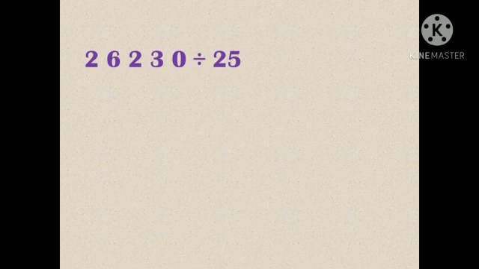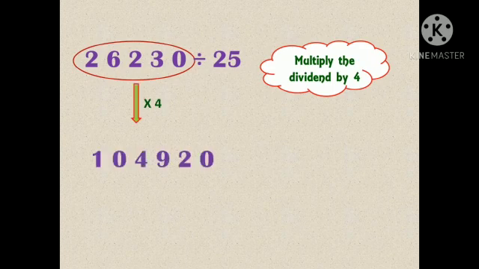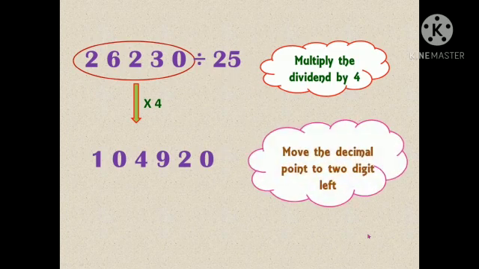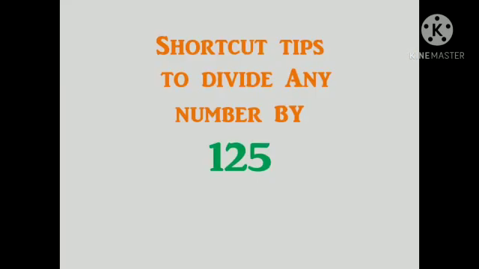Here is a problem. First we take the dividend and multiply it by 4. If we multiply the dividend by 4, we will get 1,04,920. The first step is over. In the second step, we move the decimal point 2 digits left. So we will get the answer as 1049.20.